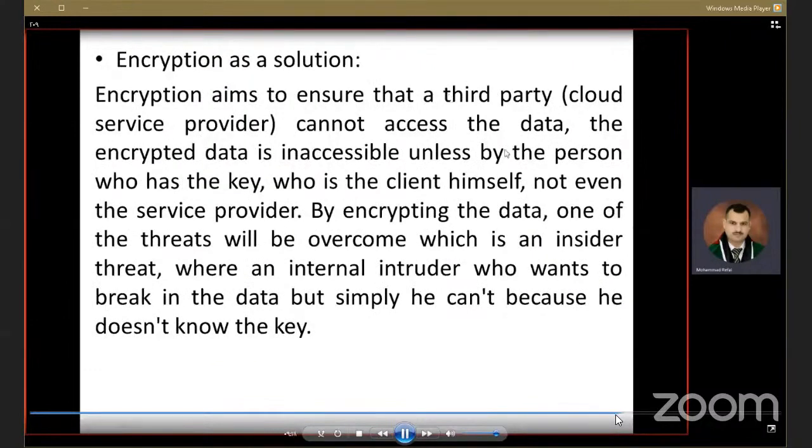Encryption as a solution. Encryption aims to ensure that a third party cloud service provider cannot access the data. The encrypted data is inaccessible unless by the person who has the key. Who is that? The client themselves, not even the service provider. By encrypting the data, one of the threats will be overcome, which is the insider threat, where an internal intruder wants to break into the data, but simply cannot because he doesn't know the key.